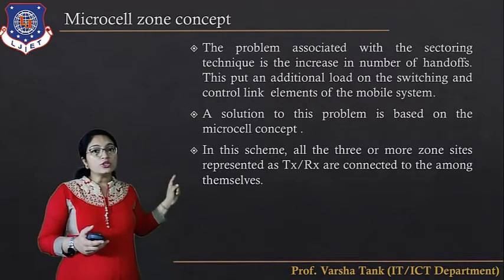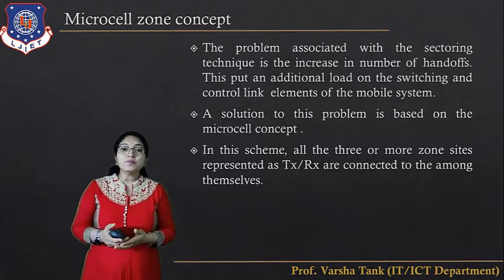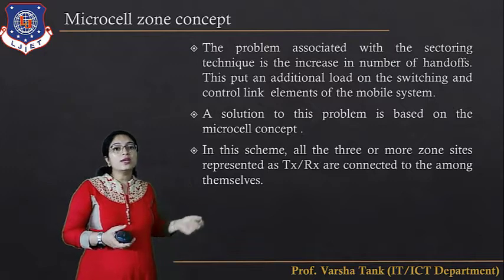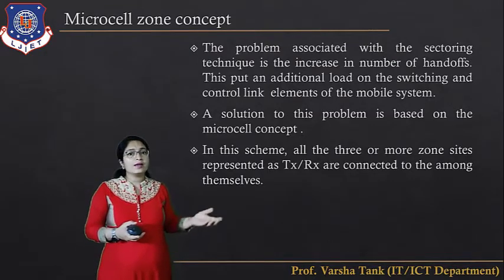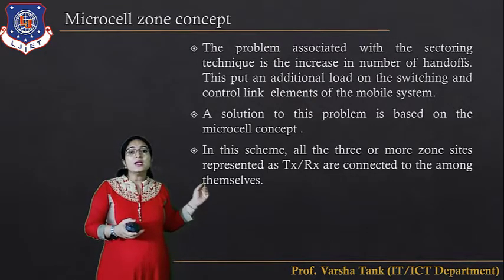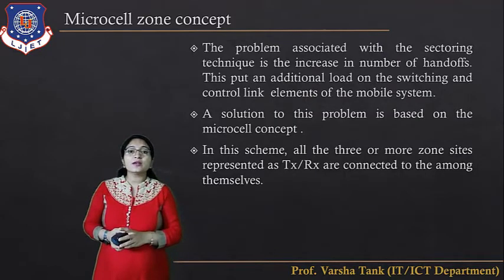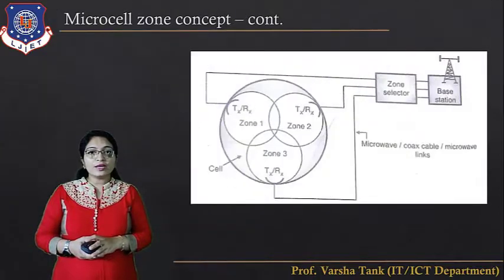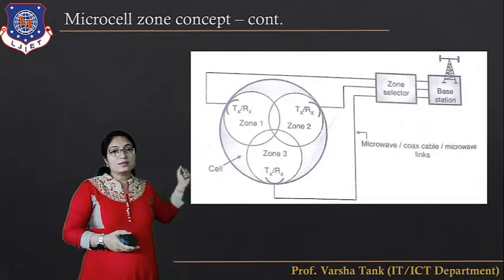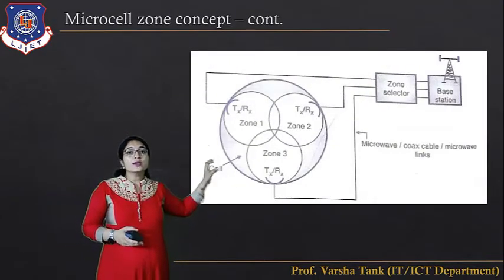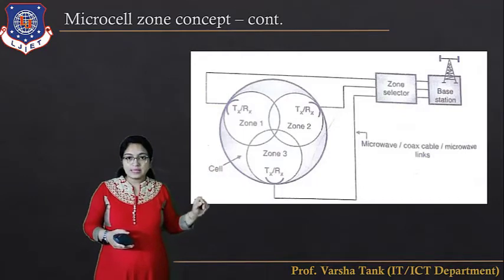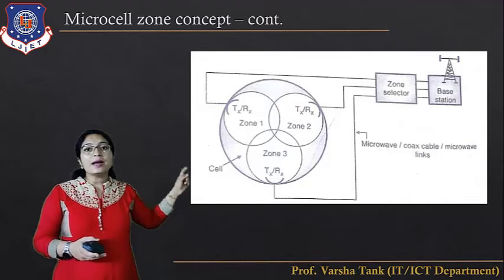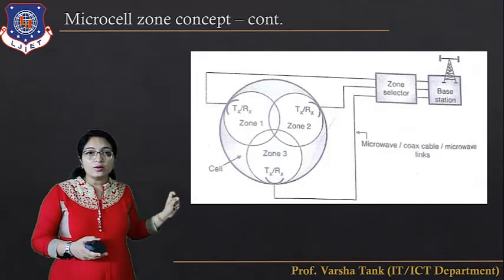So the solution to this problem is based on the microcell concept. In this scheme, all 3 or more zone sites, represented as Tx by Rx, are connected to the base station. So this is the idea. Let's see in the figure. Here you can see this 7 cell cluster. Here zone 1, zone 2 and zone 3 are there. Now at each and every edge, the Tx by Rx, that means the antenna, is defined.